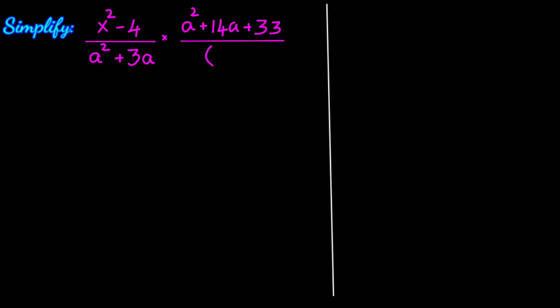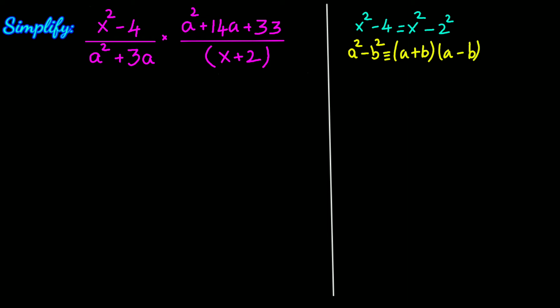Next, x square minus 4 divided by a square plus 3a multiplied by a square plus 14a plus 33 divided by x plus 2. To simplify this, first let's factorize the expression one by one. First, x square minus 4. We can write this as x square minus 2 square. We know that the algebraic identity a square minus b square is identically equal to a plus b into a minus b. Comparing this identity with the given expression, we have a equal to x and b equal to 2. So we have x plus 2 and x minus 2 as the factors.